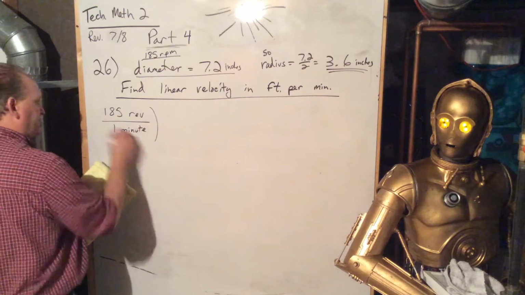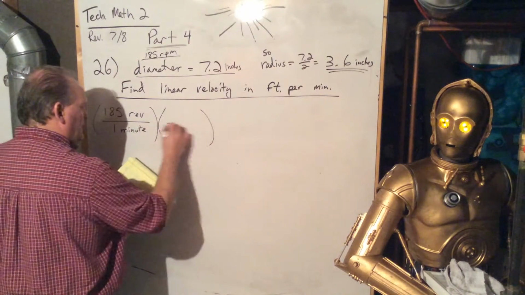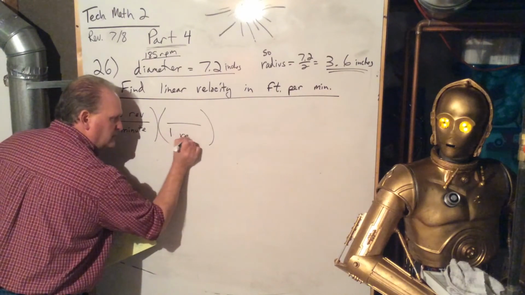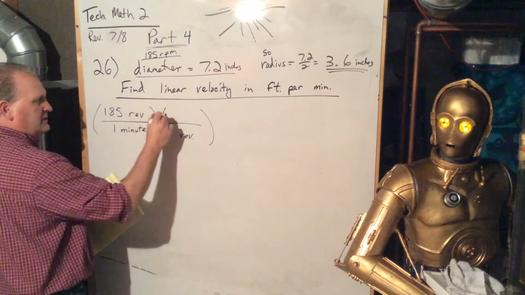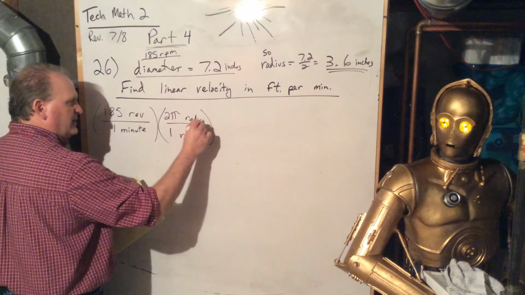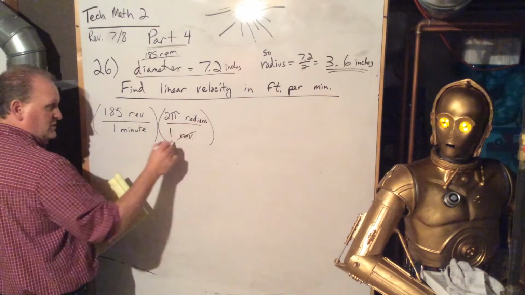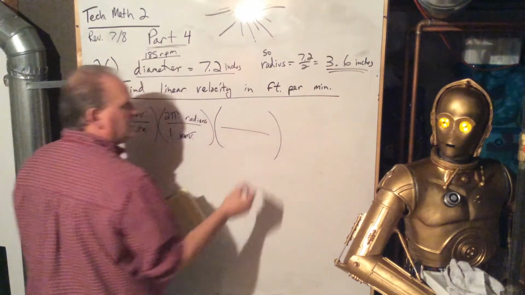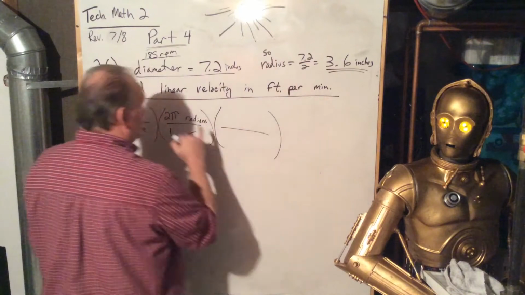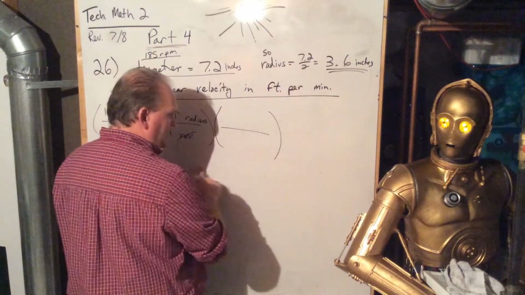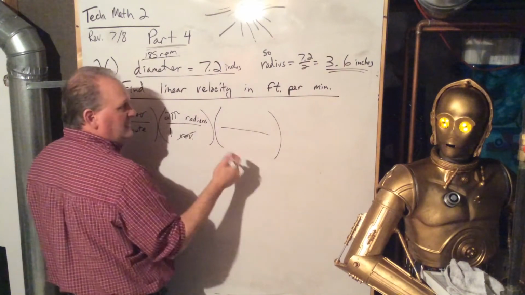Except we don't want revolutions. So we think, okay, I want revolutions to go away. So 1 revolution is equivalent to 2 pi radians. Well, think about that. If I have it in radians, which now I have it in radians, I can just multiply that by the radius. The theta in radians times radius is the arc length, or in this case, the circumference.